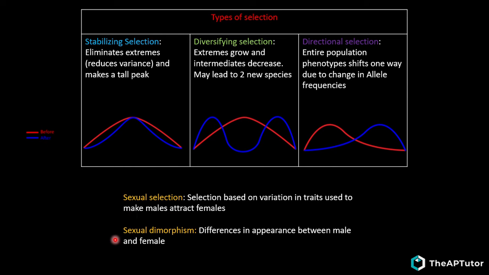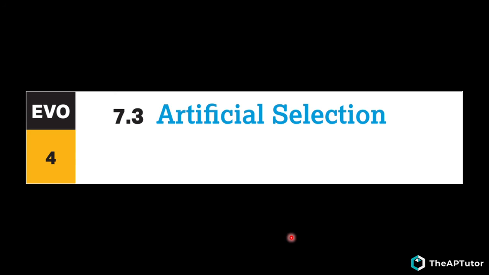Sexual dimorphism, like I said with the peacocks, refers to differences in appearance between male and female. So like the male has colorful feathers to attract the female, and the female would actually have gray and dull colors for the feathers on the peacock. Okay, artificial selection.